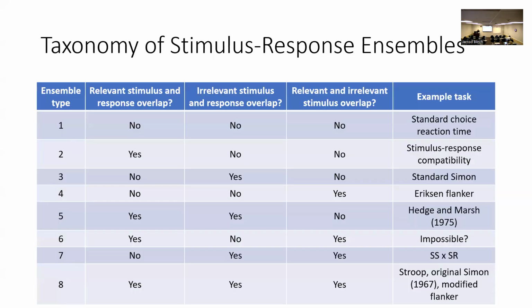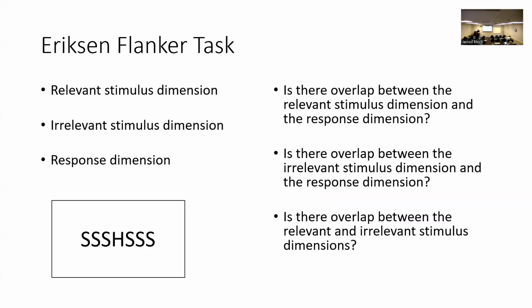Let's try another task. We're gonna go kind of easier to harder. We won't do every one. Okay, Eriksen flanker. So think the S's and H's. All right, relevant stimulus dimension: the thing you're focusing on here is what is the middle letter. So middle letter. Irrelevant stimulus dimensions are those flanking letters, right? Now we have things that are irrelevant to the task, and that's all of our flanking letters. Response dimension, it's, I guess, left or right, either way.